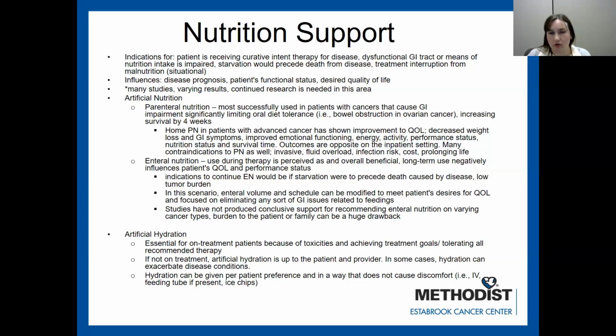So again, you have a palliative patient, they're receiving some level of cancer therapy, and the indication for enteral nutrition would be if their starvation would precede their death by disease, or they're not going to be able to make it through their recommended therapies without getting some nutrition support.